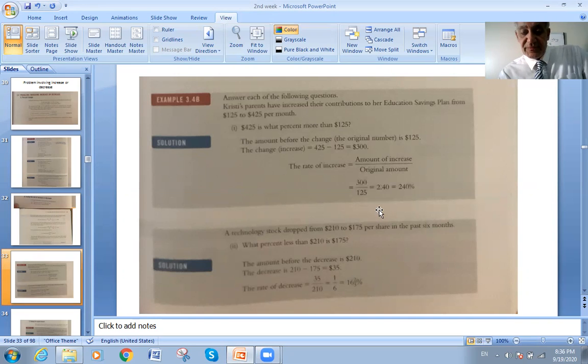240%. The same thing. It's exactly like you multiply by 100. 2.40 multiplied by 100 will give you 240%. The second one is the same, so I will leave it for you guys to do.